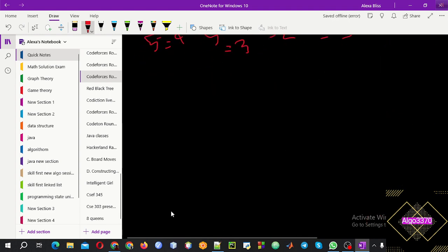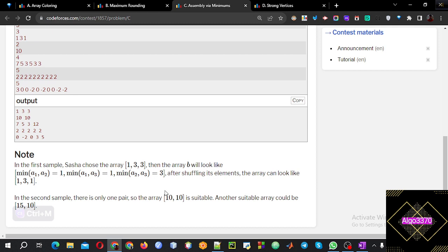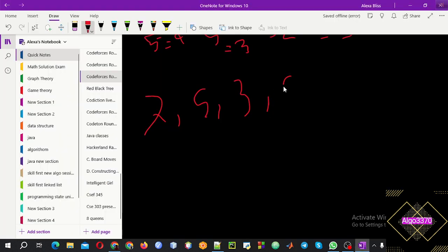We will pick another example, 7 5 3 5 3 3. How many elements do we have by count? We have a total of 3 threes, a total of 2 fives, and 1 seven.